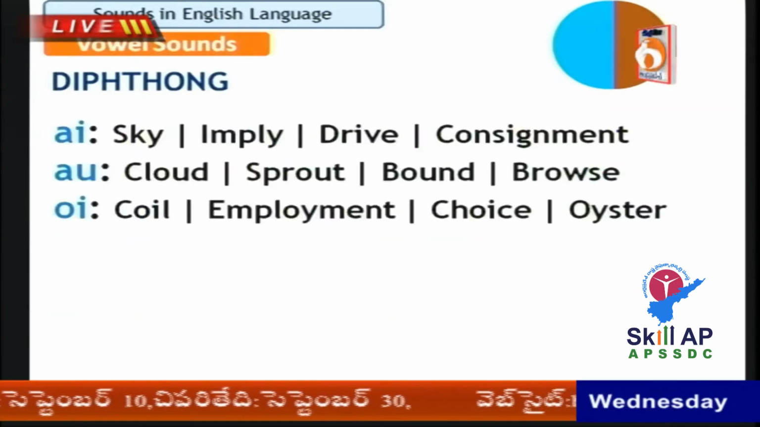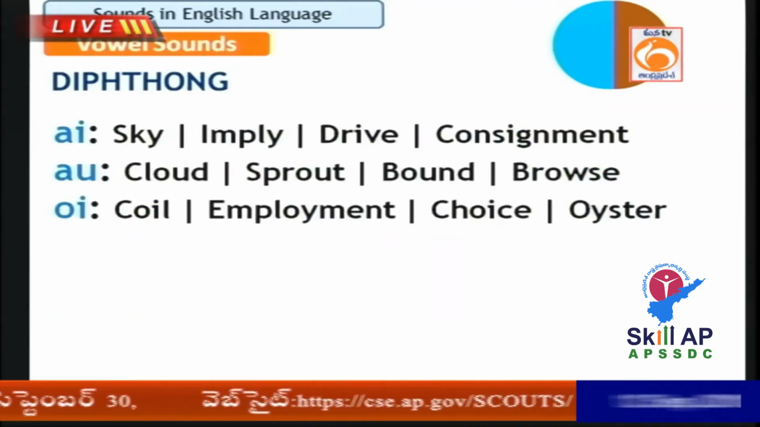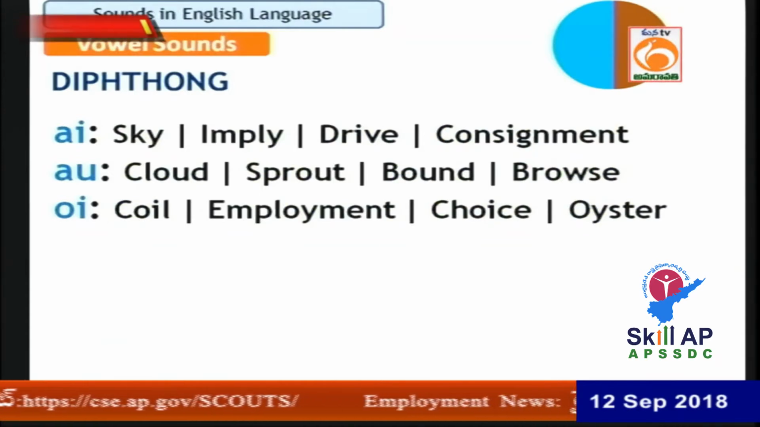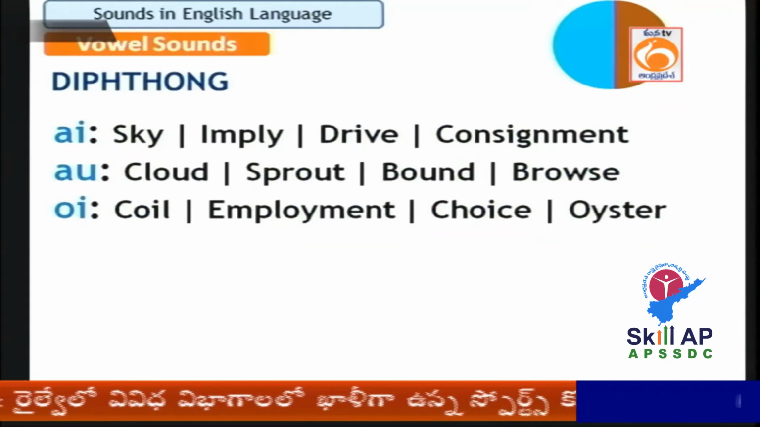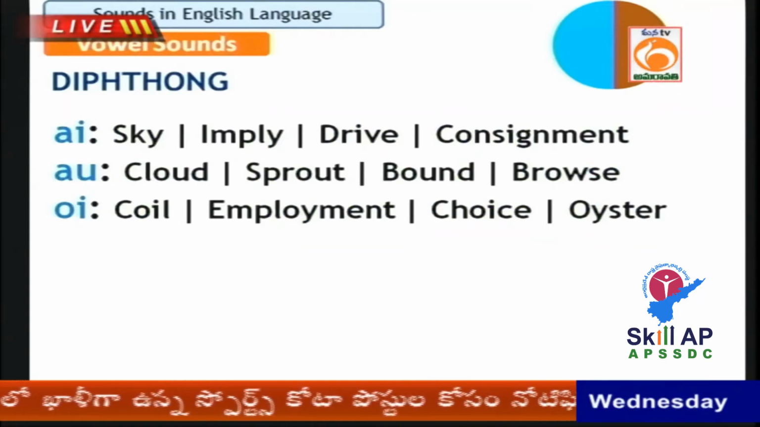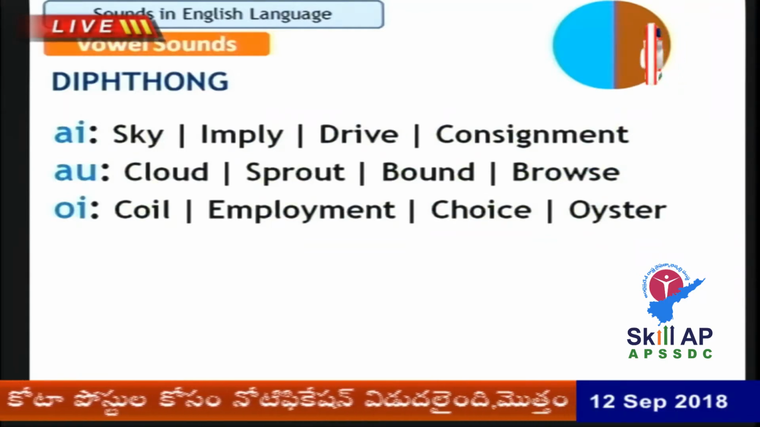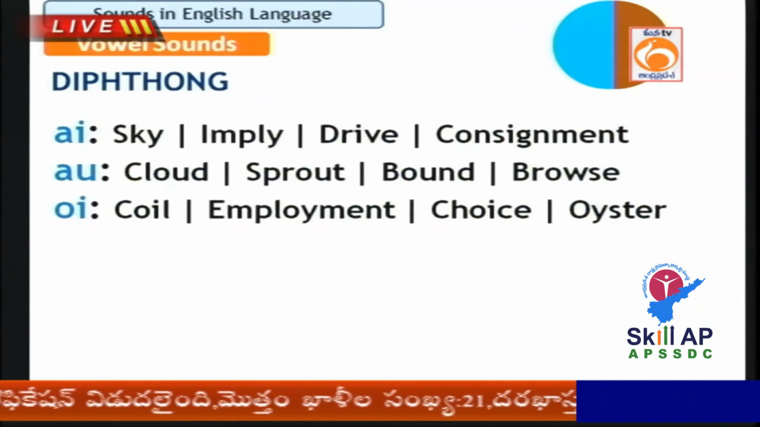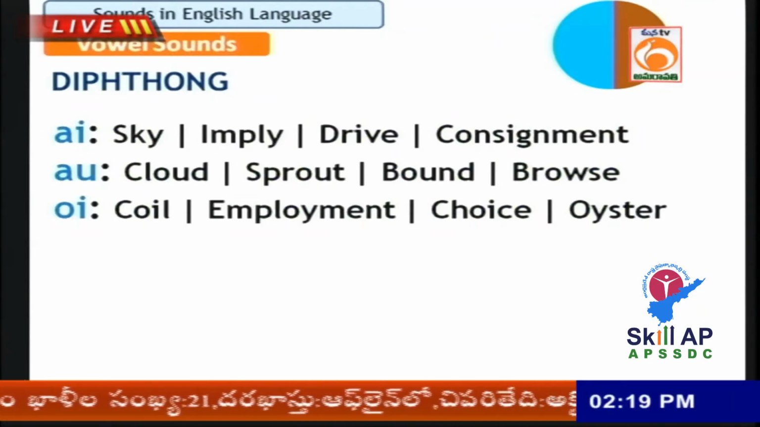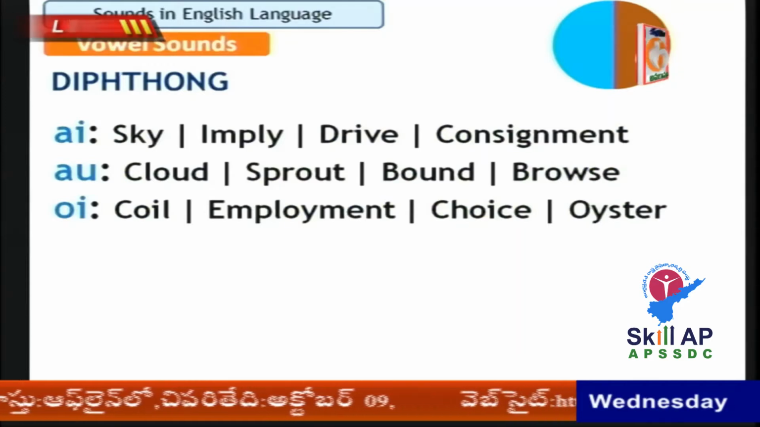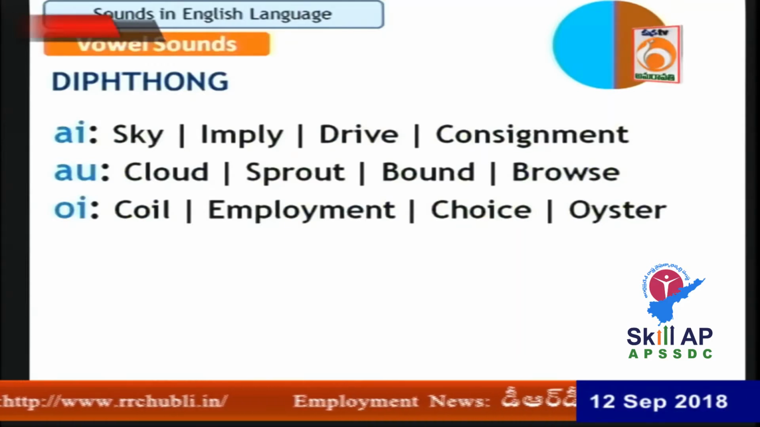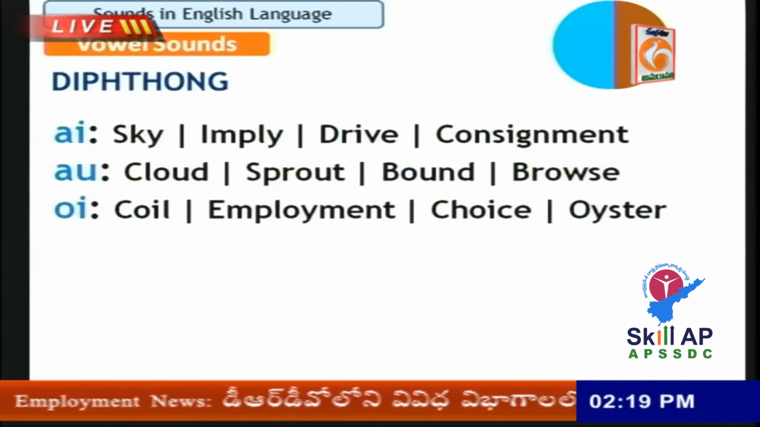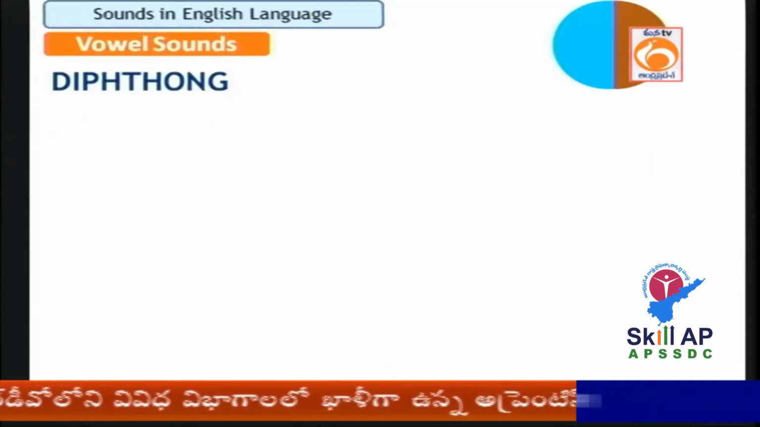Diphthong. Now a diphthong is a combination of 2 different sounds. So we have I, for example, sky, buy, imply, drive, consignment. So in consignment, we have the I sound. Ow, cloud, sprout, bound, browse. So we have the ow sound there. Oi, coil, employment, choice, oyster. Okay, so these are all the 15 vowel sounds with examples.